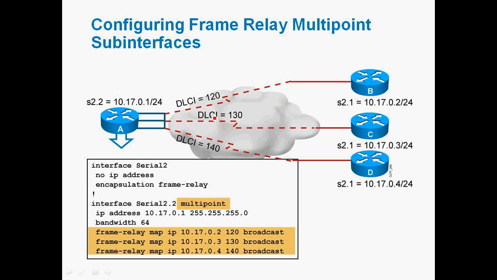Here we give the DLCI values to separate the permanent virtual connections. For example, 120 indicates router A to router B, 130 indicates router A to router C, and 140 indicates router A to router D. Here we can see the configuration. First of all, we change the default WAN protocol to frame relay, encapsulation frame relay. Next, on that subinterface we give multipoint and assign the IP address. Here we give the static frame relay map IP 10.17.0.2 as the destination IP address, then the DLCI value and broadcast.